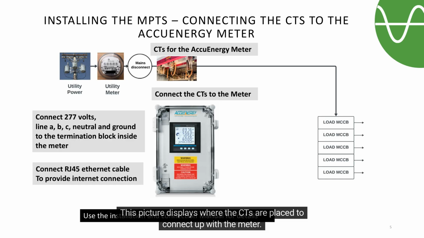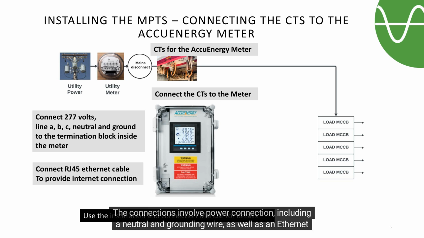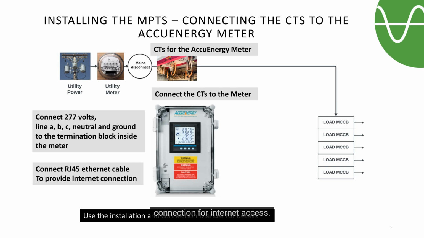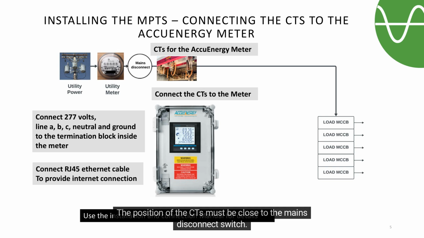This picture displays where the CT are placed to connect up with the meter. The connections involve power connection, including a neutral and grounding wire, as well as an Ethernet connection for internet access. The position of the CT must be close to the mains disconnect switch. Please refer to the manufacturer's user manuals for more details.